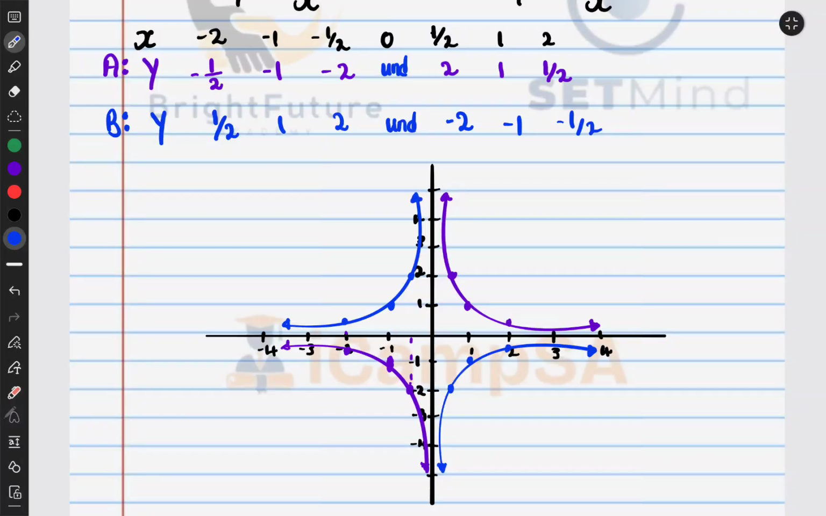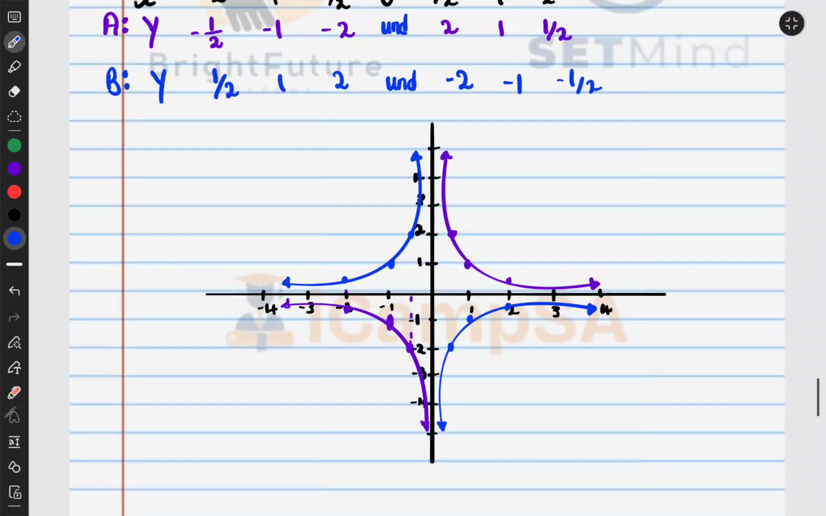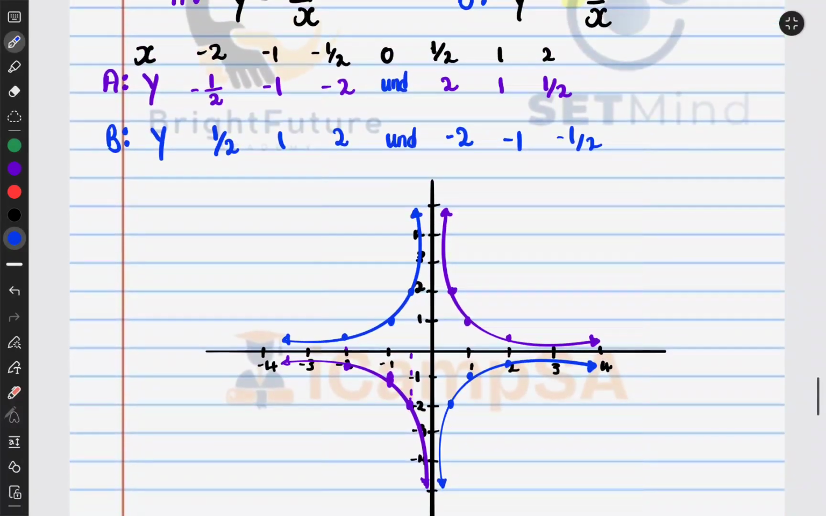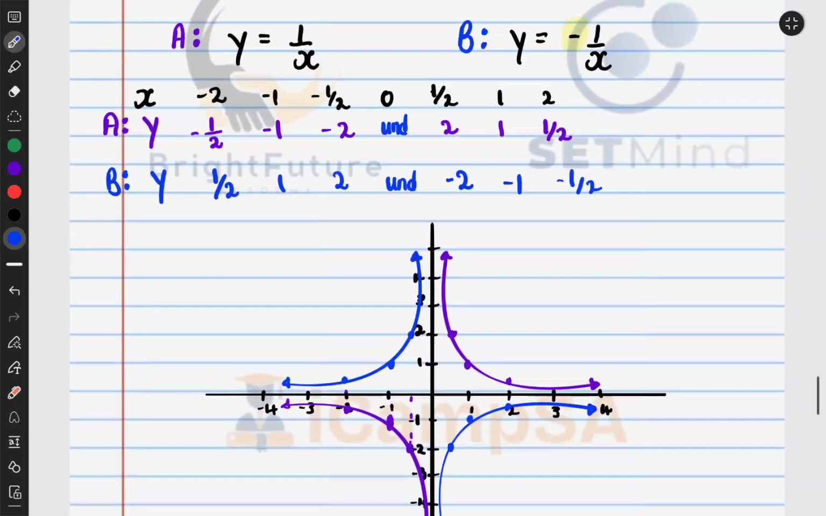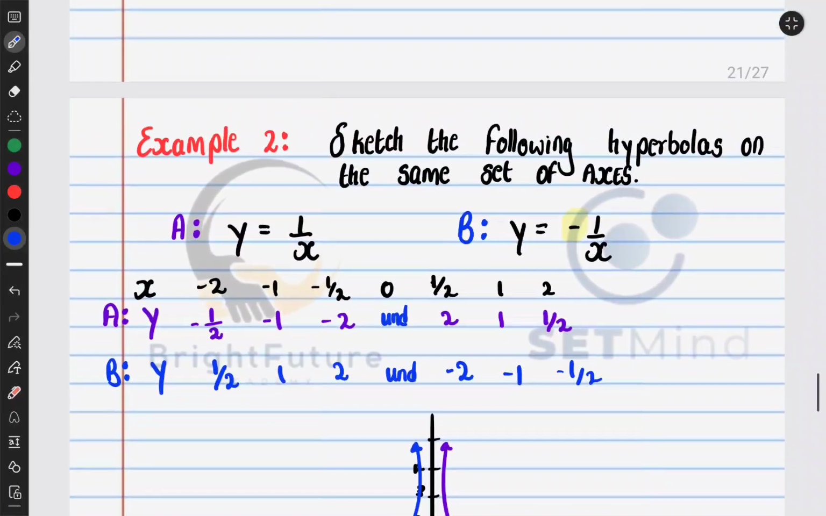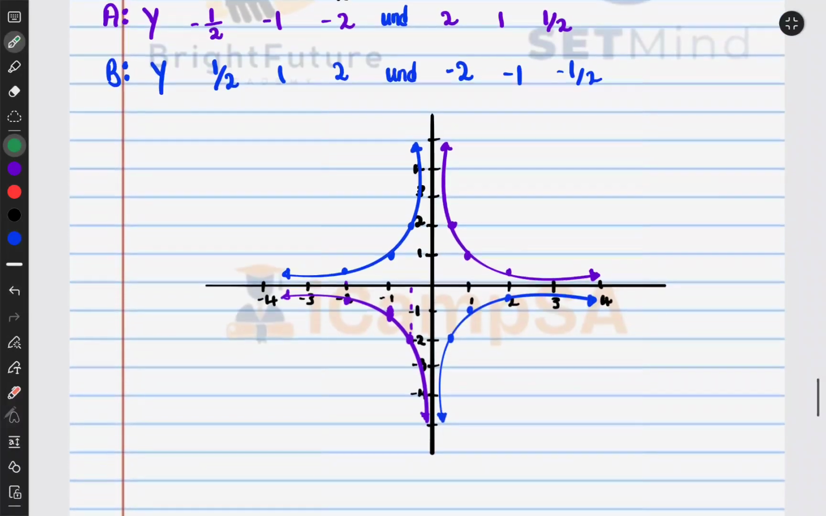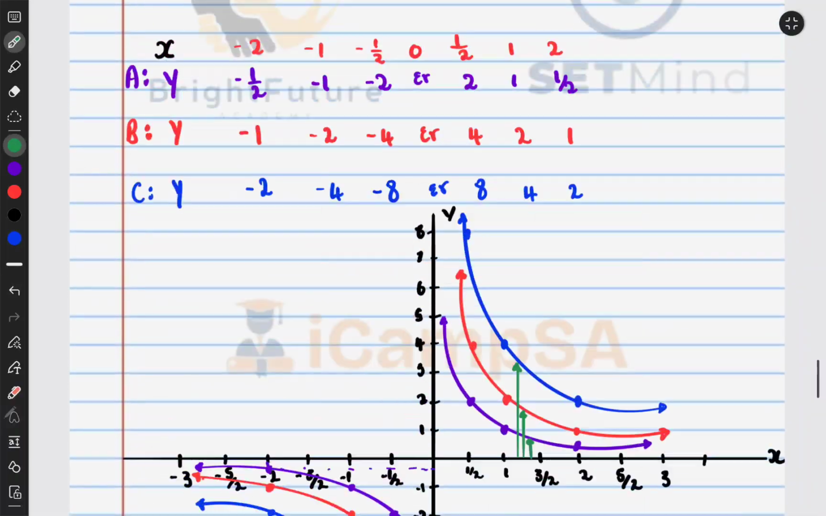Now would you look at that? These are exactly the same set of functions, just that the other one has been reflected about the x-axis, and that is what happens when you change the sign of a, because y is equal to 1 over -x is the same as y is equal to -1 over x. It's the same thing. Okay, so that was example 2.